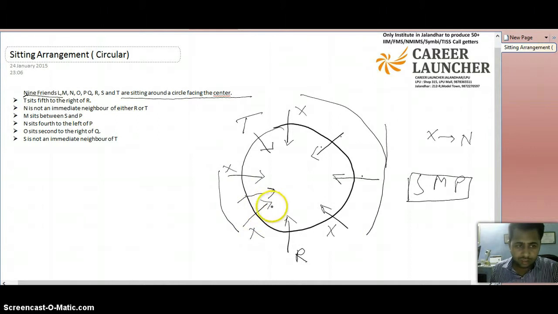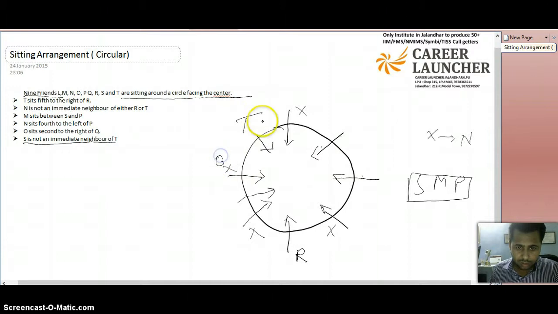So before taking a chance, find out any other hint where S, M or P is given, right? In the question, S is there in the last hint. S is not an immediate neighbor of T. So S cannot be here. S cannot be here. So S M P could be here, or S M P could be here. S could be here, M could be here, P could be here. Now what do we need to do? We need to take a chance here.